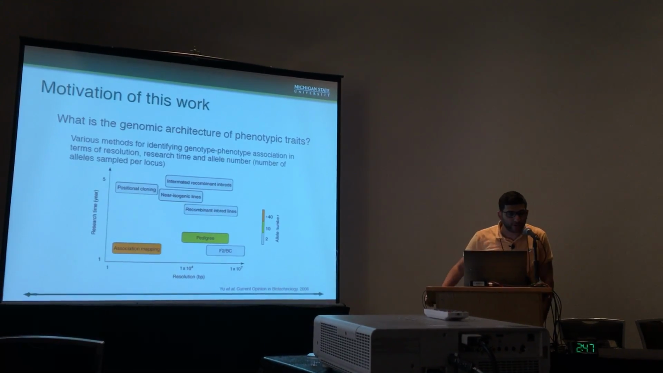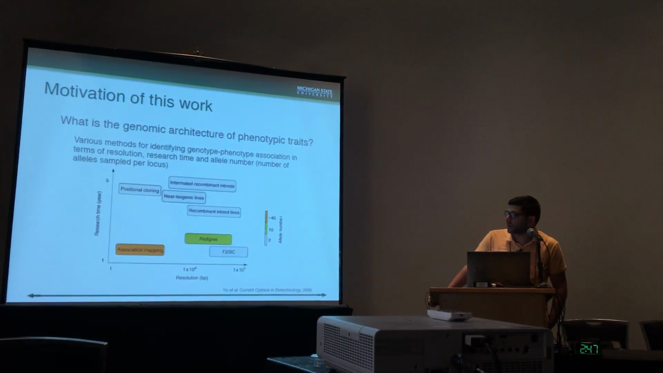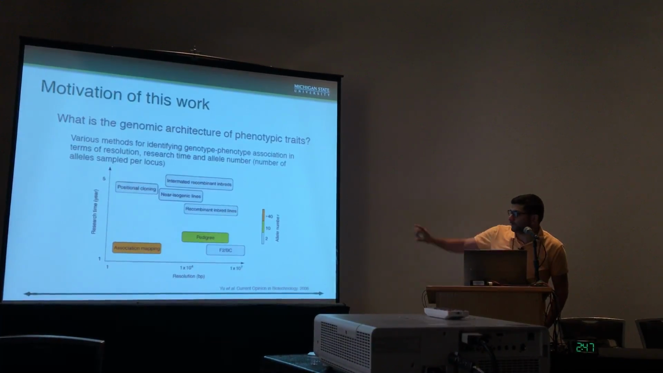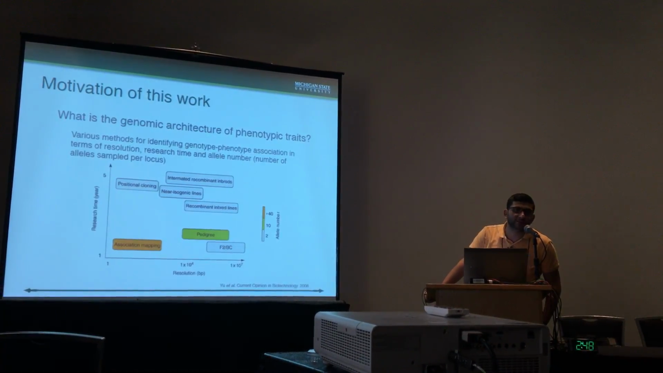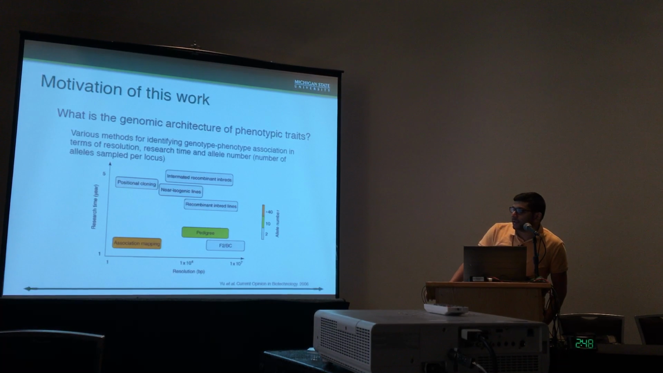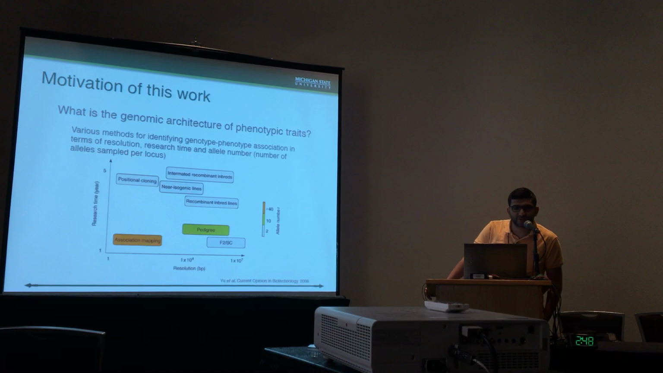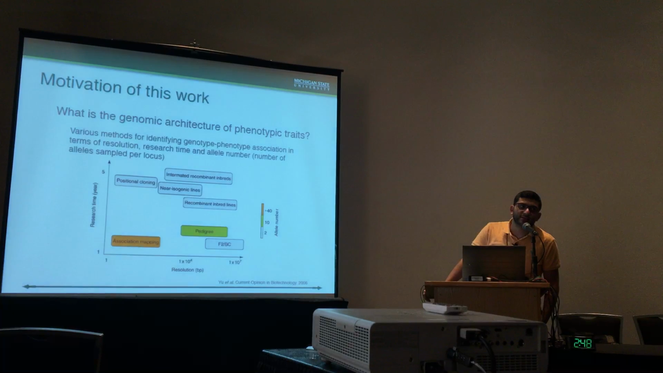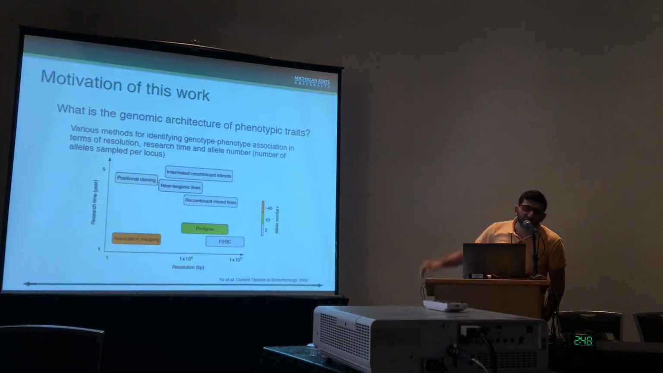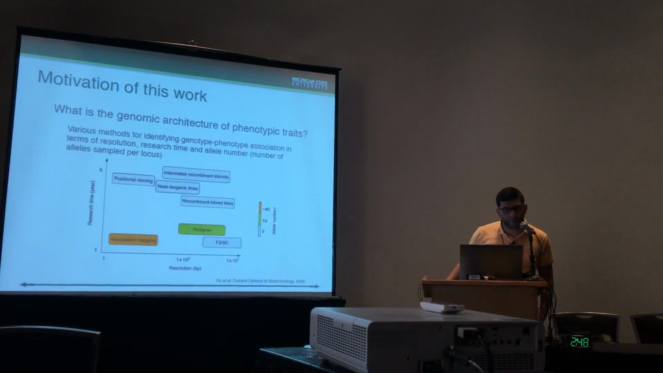If you take a look at the following figure, the y-axis shows the research time measured in years. The x-axis shows the resolution measured in base pairs, and then you have different methods. Each method is colored according to the number of alleles that could be sampled per locus. Based on this figure, we can observe that association mapping offers the highest resolution, the shortest amount of research time, as well as the highest allele number. So to address this fundamental question, we focus on association mapping.